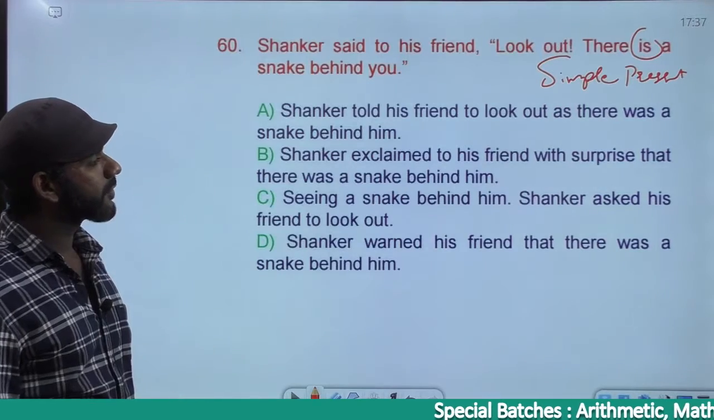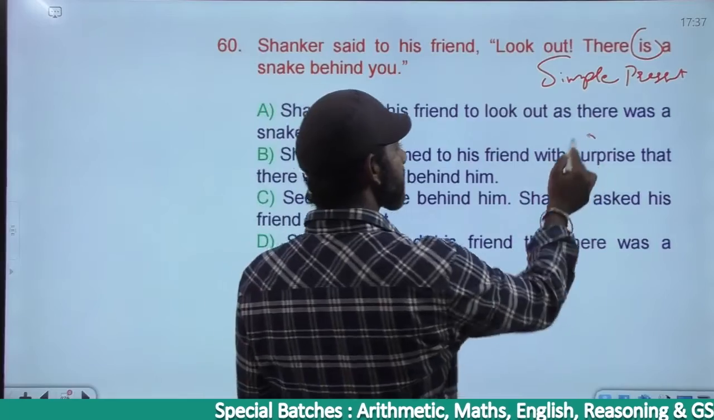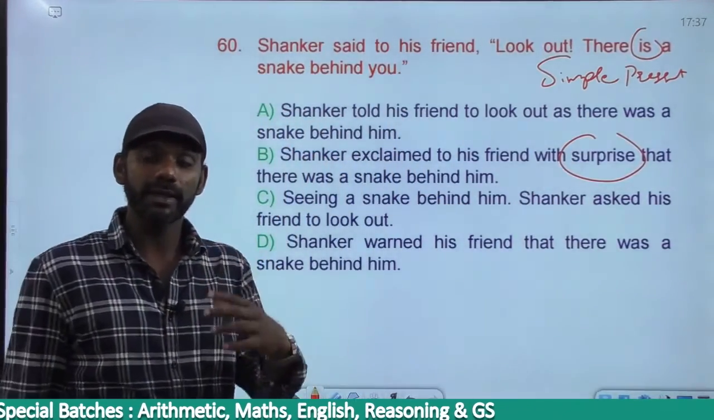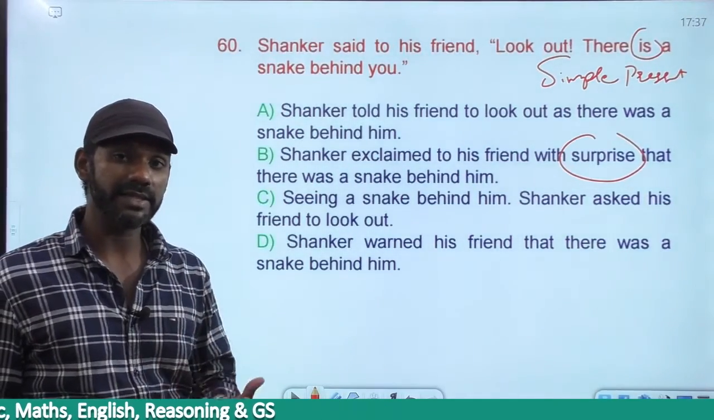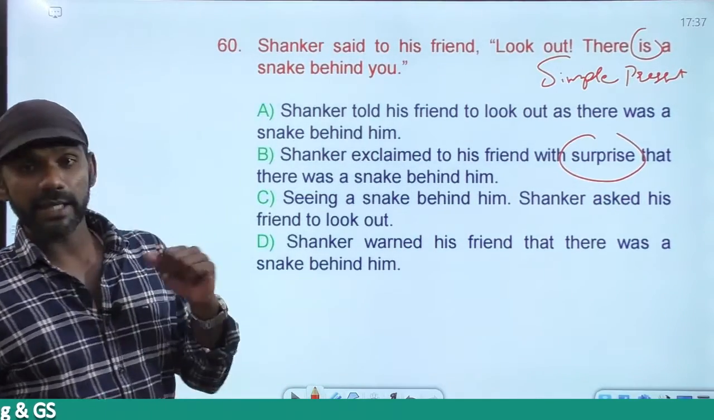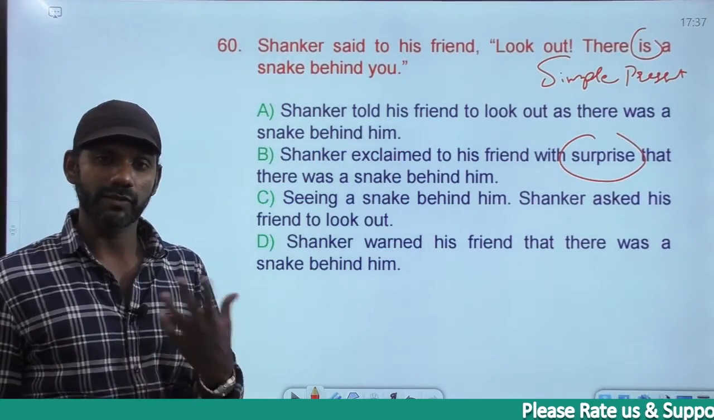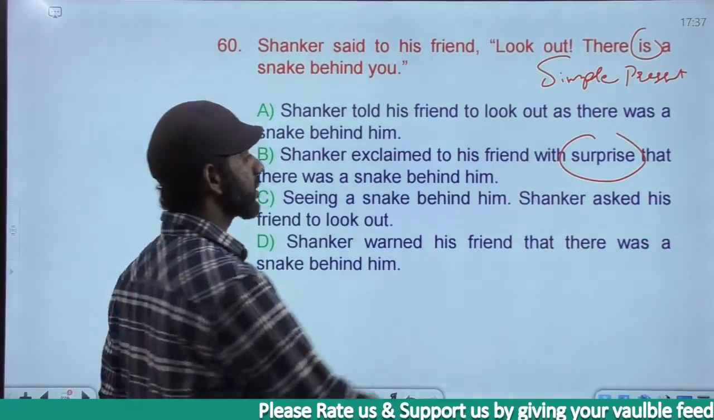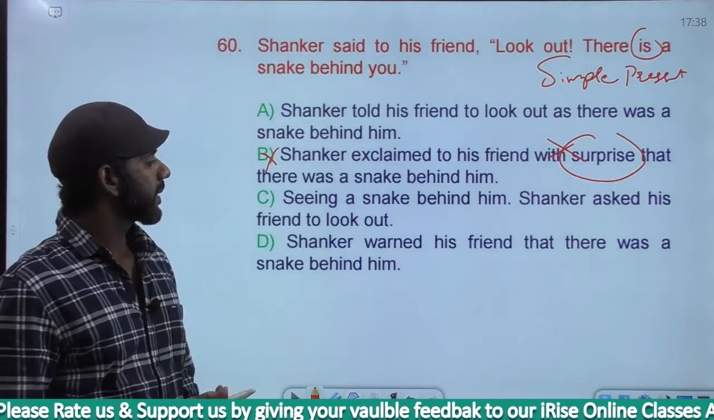Shankar exclaimed to his friend with surprise that there was a snake behind him. This is not surprise. What's the difference between surprise and shock? Both are sudden emotions actually. We get surprised for a positive activity, whereas we get shocked for a negative activity. There's a snake behind you means there's something negative, positive? Of course negative, right? It's gonna bite you. So of course negative. So it cannot be a surprise actually, it must be shock. The sentence does not make any sense. Option B is gone. Come to option C.